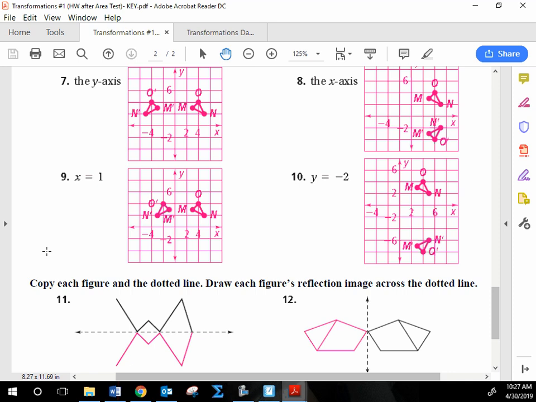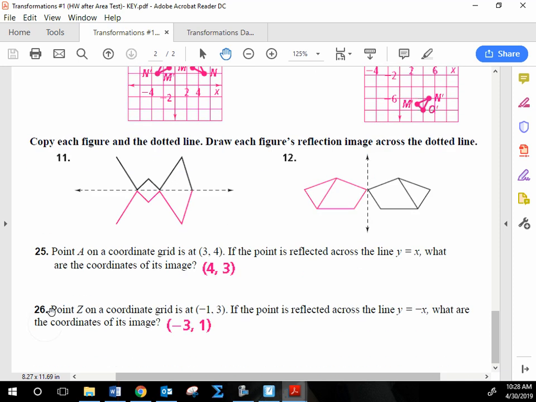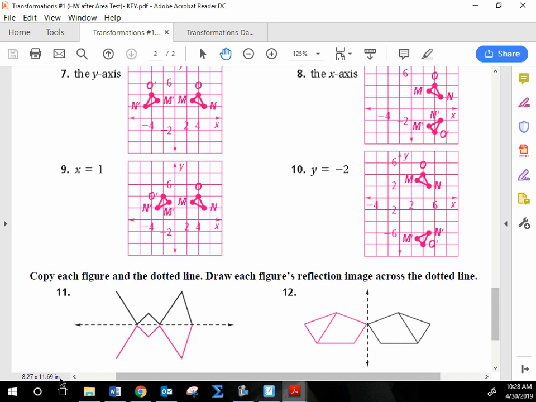Alright, do we have questions on 7 through 12? Alright, so now 25 and 26. I actually want you to talk with your shoulder partner about what you did for 25 and 26.